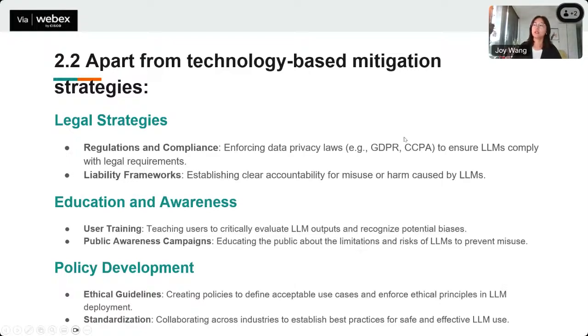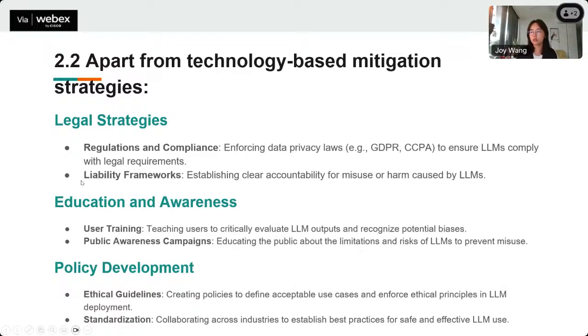Actually, all of the above that I have introduced are technology-based mitigation strategies. There are other strategies beyond the technology-based ones. For example, it's quite important to improve regulation and compliance, and also to develop the liability framework. This will require collaboration, sometimes at the organizational level, sometimes at the state government level, or even the national level. This will require collaboration between different countries.